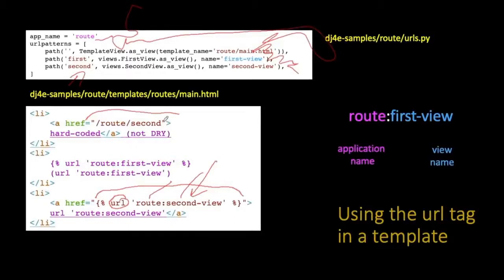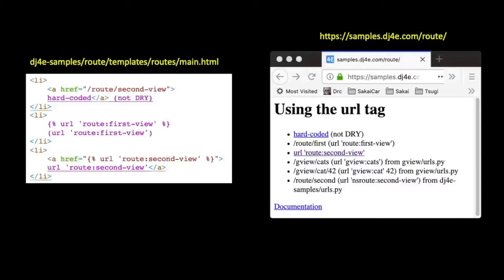Now in this case, these two strings are going to be the same, and yes, that looks a little uglier, but the key is that we can make changes here, and the top one, route/second, will not reflect the changes. If we're looking it up by name, we can do all kinds of crazy things and remap stuff quite naturally. Again, it's just this URL command, the name of the view, the application, the view. So this is what it looks like when it's all said and done.